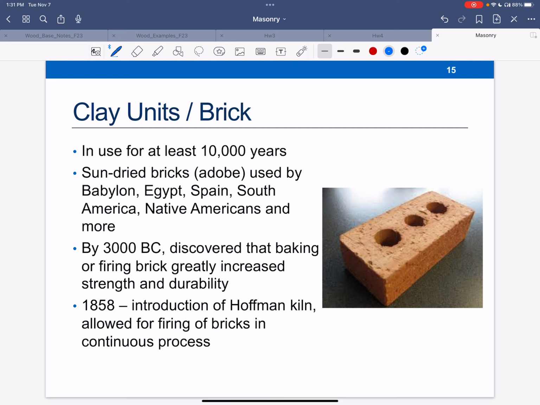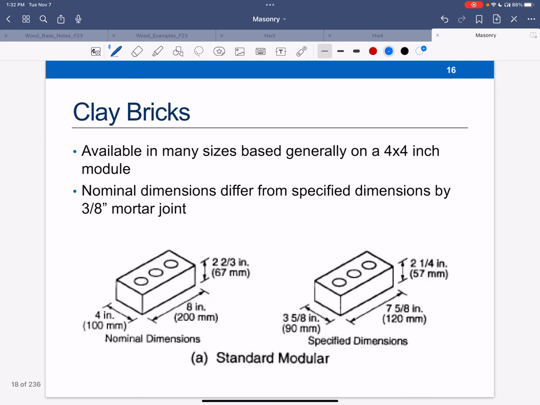In the mid-1800s, there was a kiln that allowed the bricks to be fired in a continuous process called the Hoffman kiln. So clay bricks generally are on a 4x4-inch module. So you can see these guys. So 4-inch in this direction, and then 2 sets of 4 in this direction. And then these are the nominal, and these are the specified dimensions.